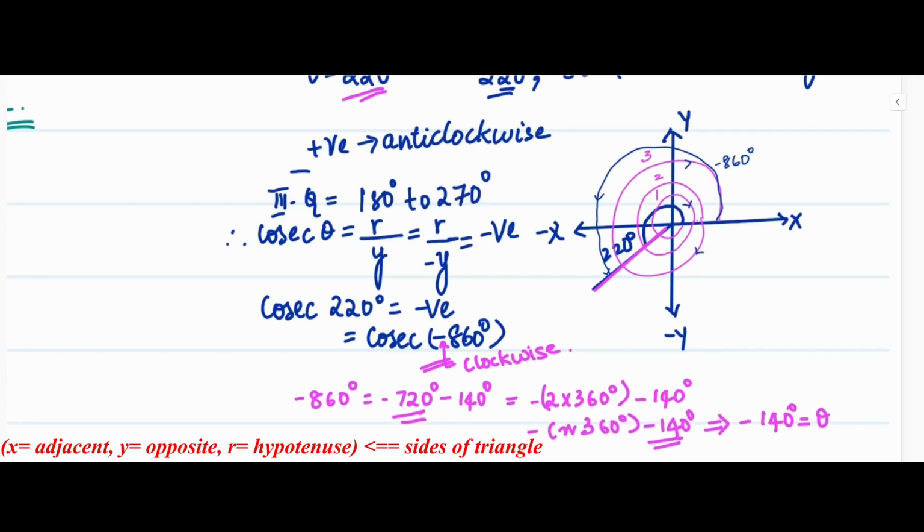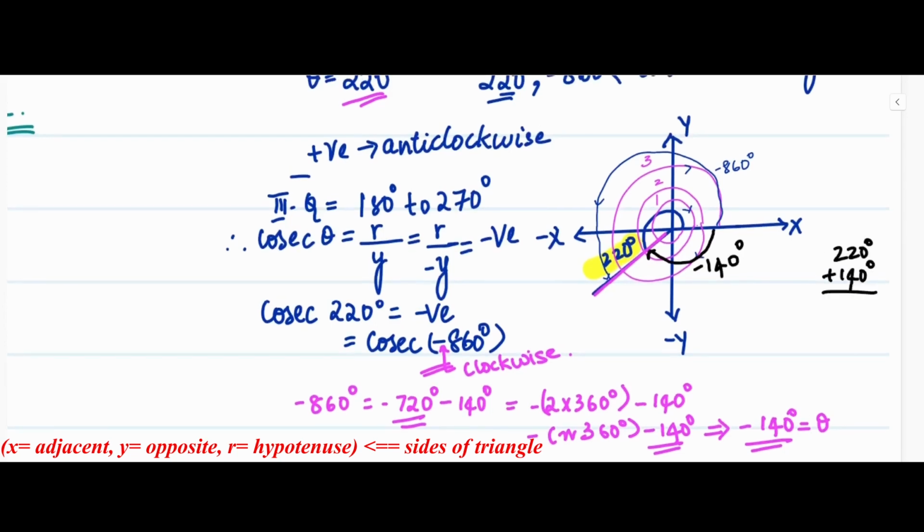Now let us see whether this is a coterminal angle for the angle 220 degrees, which is here. Minus 140 degrees means it is going in a clockwise direction. It will be in the third quadrant. So here the value is minus 140 degrees. Now when we add these two numbers, ignoring the positive and negative signs, 220 degrees plus 140 degrees gives us 360 degrees. So it is making an entire circle, whether it is 220 degrees or minus 140 degrees.